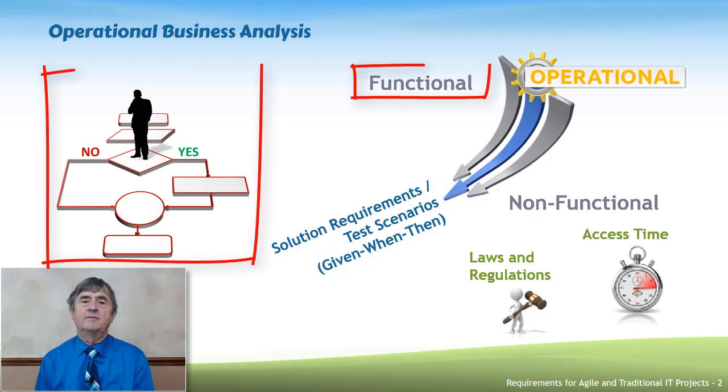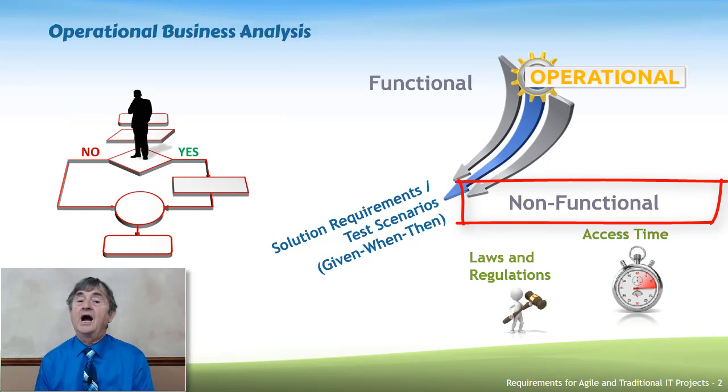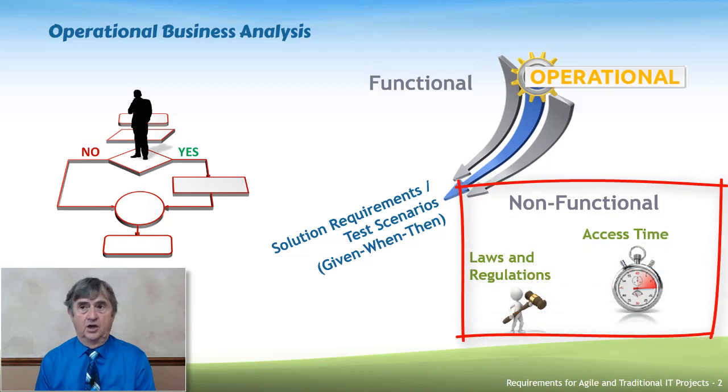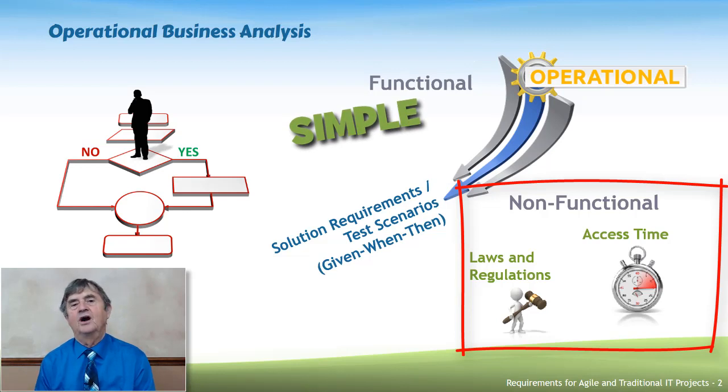As far as the functional dimension of solution requirements, this is anything that the application or people using the application have to do or know, whereas the non-functional dimension has to do with any factors that influence how they do that or how well they need to know it. Things like laws and regulations, things like access time, these are all in the non-functional domain. And unfortunately, in the world of IT, functional requirements are really simple to implement. It's the non-functional domain that more often than not causes projects heartburn.